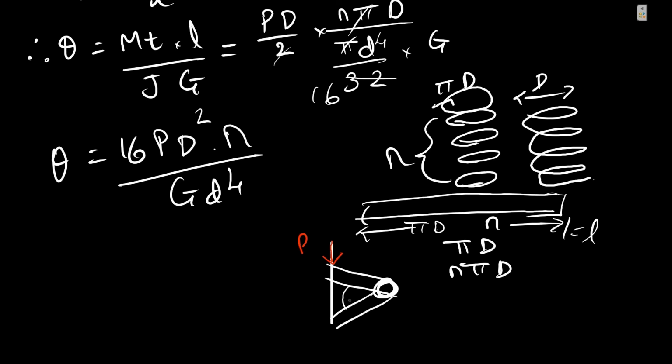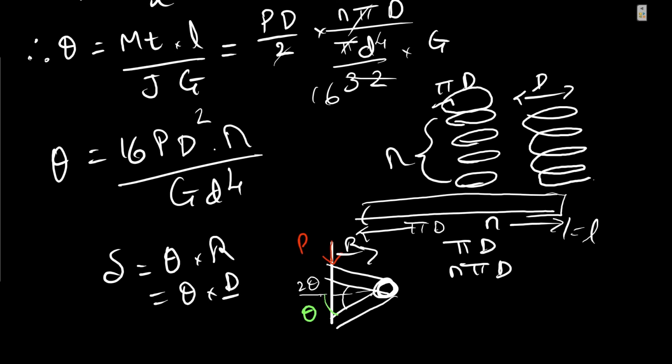Now this angle is 2 times theta, and the angle that is formed only on a single side is equal to theta. Now since I want the deflection which will be faced by the entire spring, I can convert this theta into the linear displacement of the spring. The linear displacement can be simply approximated inside this single joint, it is equal to theta times the radius, that is r. It can also be written as theta times D by 2.